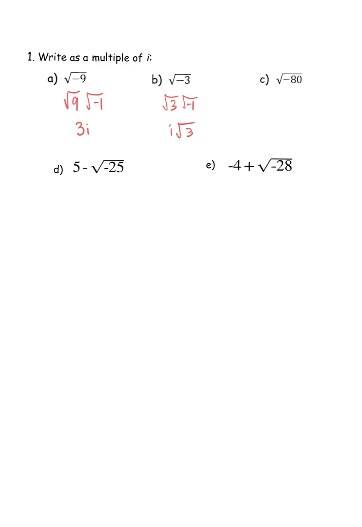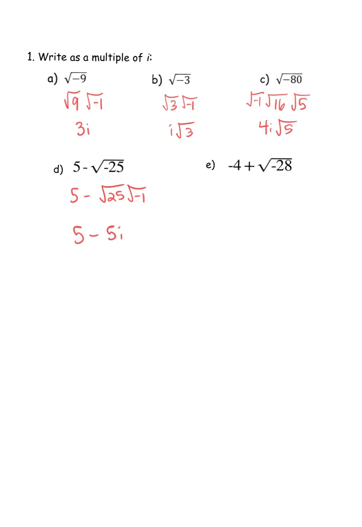All right, the square root of -80, I've got to break down. So I have the square root of -1, the square root of 16, the square root of 5. So then I end up with 4i square root of 5. All right, so this next one, we're just going to simplify things as we go. So we have 5 minus, and again, remember, this is the square root of 25 times the square root of -1. Okay, so here we have 5 minus 5i.